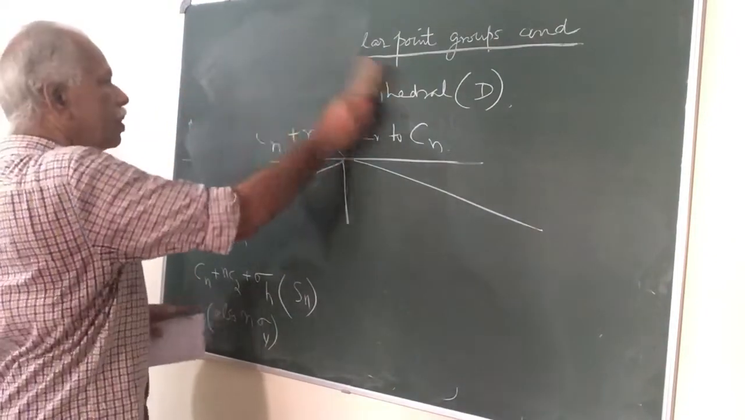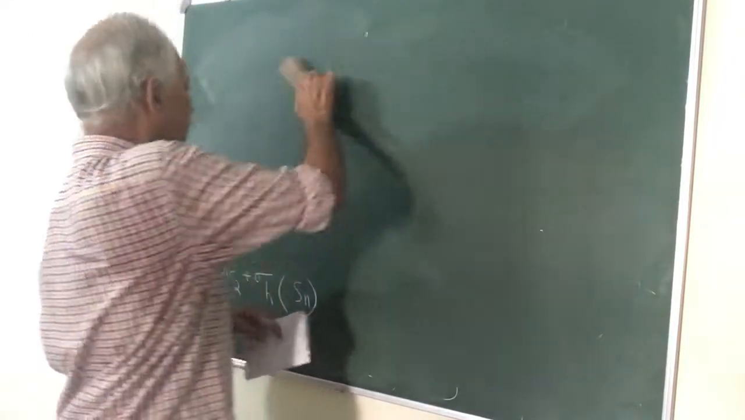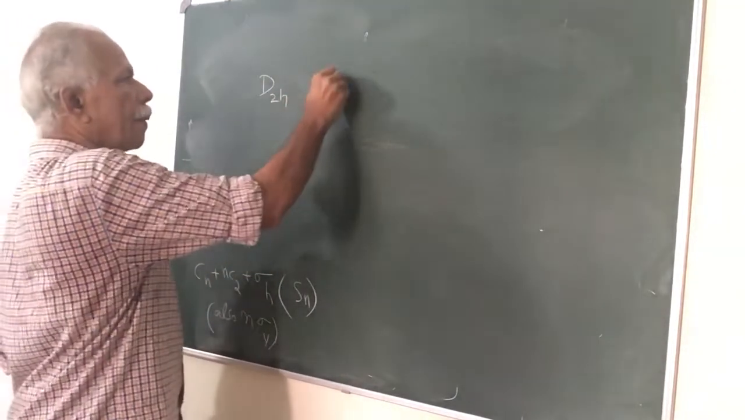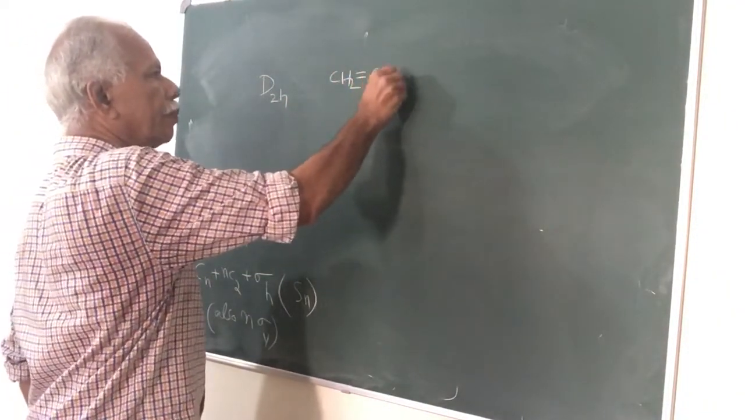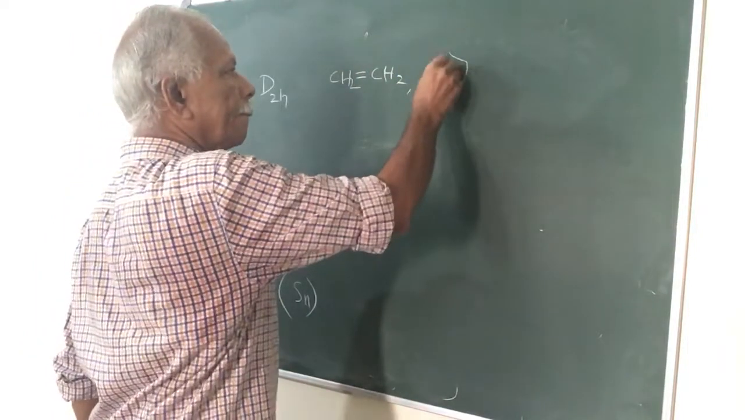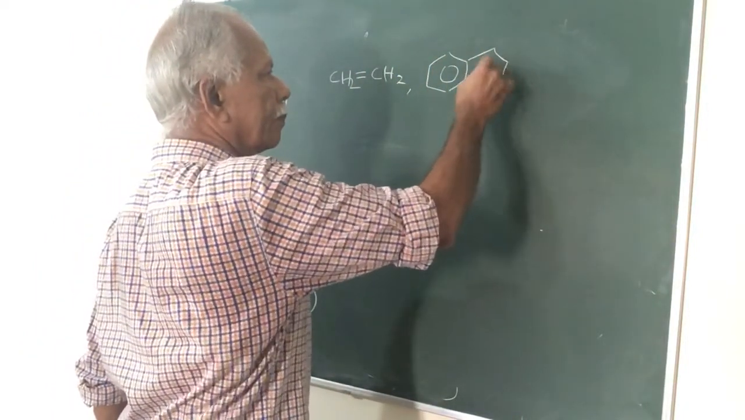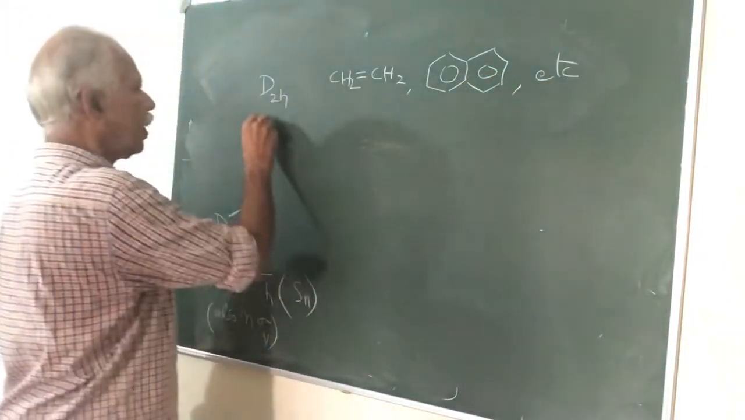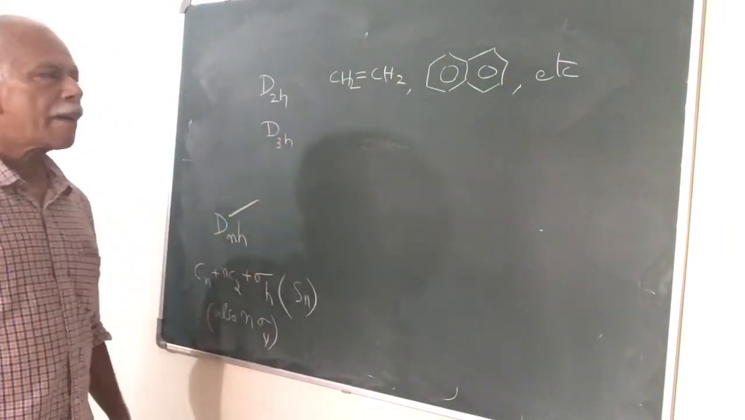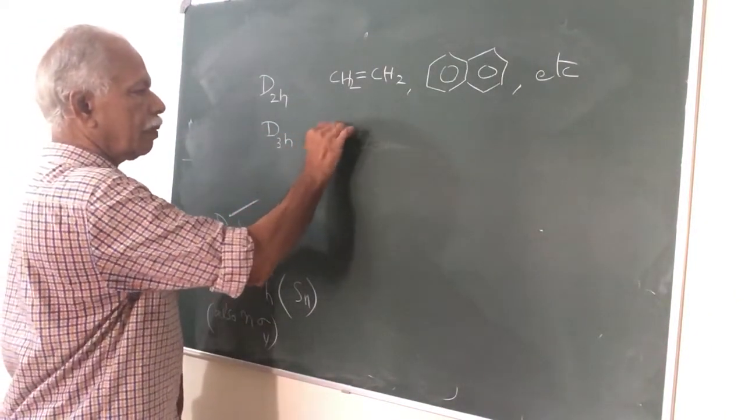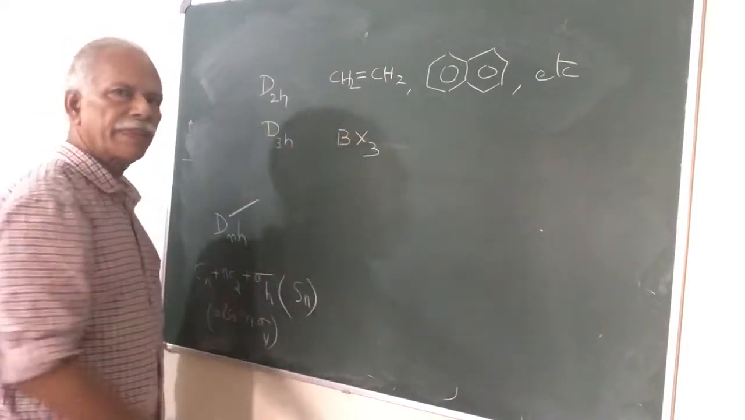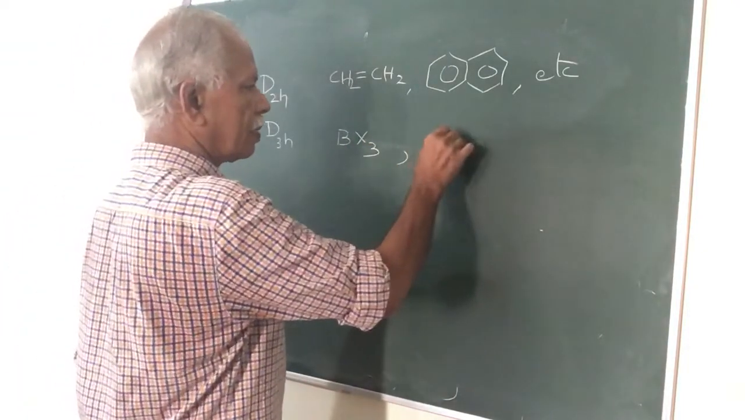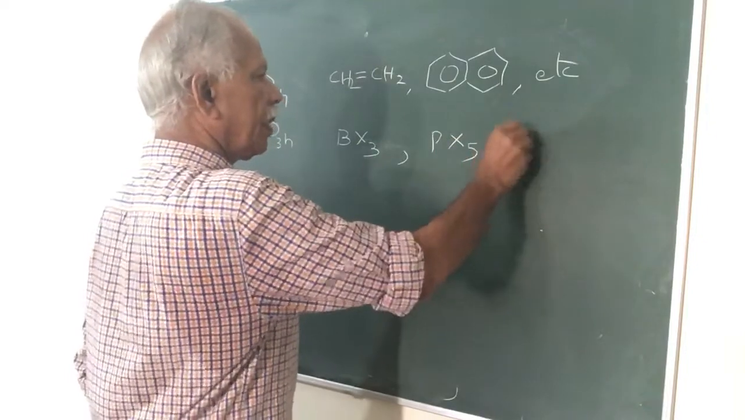The list is very large. D2h, ethene, naphthalene, etc. D3h: planar triangular boron trihalides, triangular bipyramidal phosphorus pentahalides, D3h.